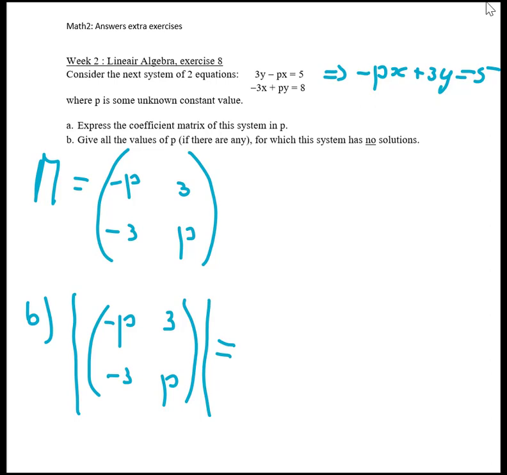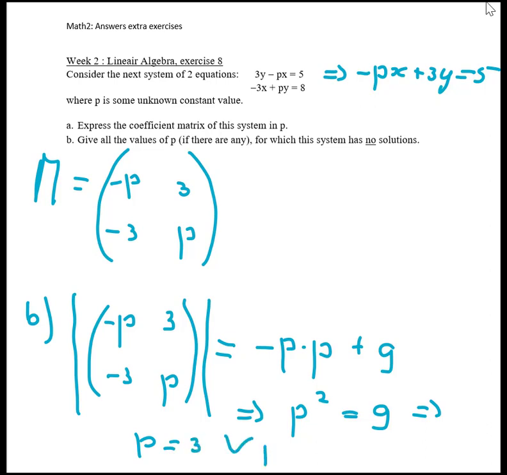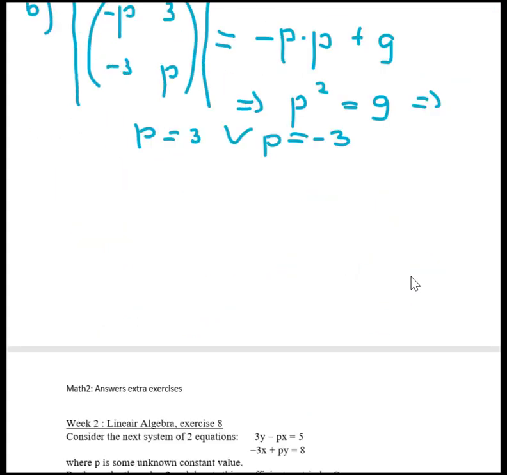That was the left diagonal minus the right diagonal. So minus p times p minus 3 times 3, so that would be plus 9. So that means that p squared equals 9. So p is either 3 or, don't forget this one, p is minus 3. So in this case the system doesn't have a solution.